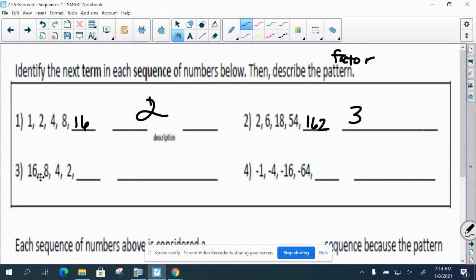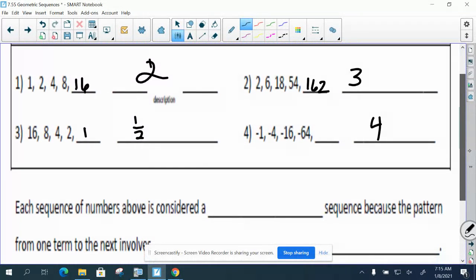And then 16, 8, 4, 2. The next number would be 1 because you're multiplying by 1/2. And here you have -1, -4, -16, -64. It looks like we're multiplying by 4. Now be careful, we're not multiplying by -4. If we were multiplying by -4, then every other number would be negative. So it'd be -1, +4, -16, +64, because when you multiply a negative by a negative, you get a positive for the next number.